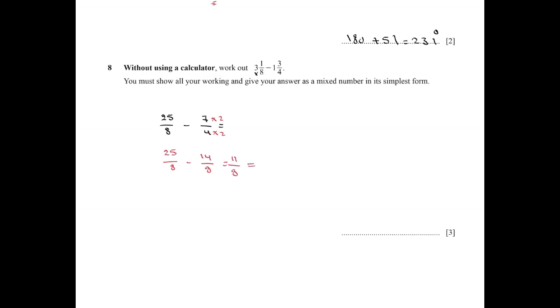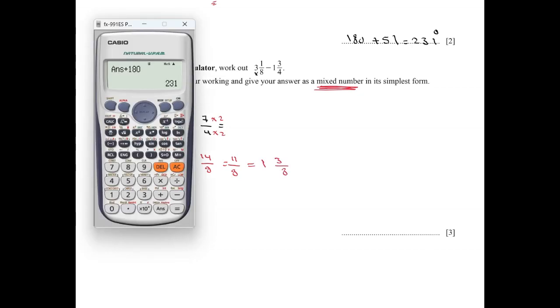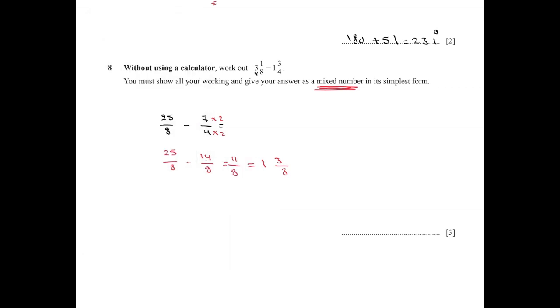We have to write it as a mixed number. Never forget that, or you will lose 1 mark. 11 over 8 will be equal to 1 and 3 over 8. You can do it simply using your calculator. 11 over 8 is equal to, shift S to D to write it as a mixed number, 1 and 3 over 8. Okay.